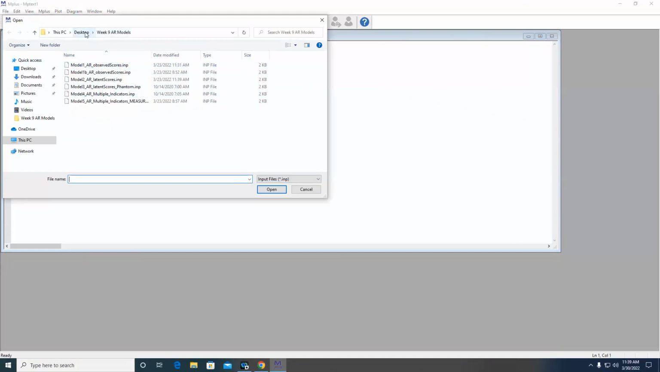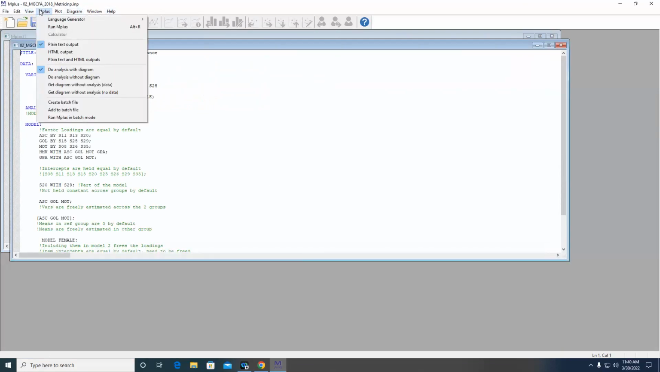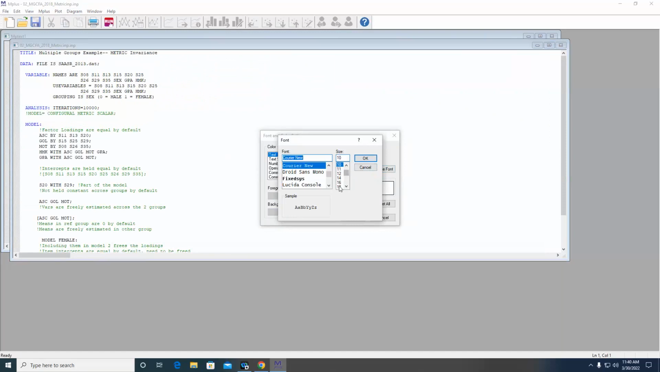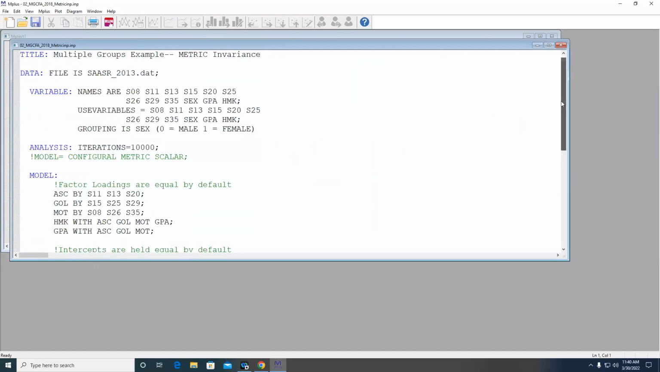Okay, hold on. So desktop, week 10. Now we're going to do the metric model. Let me make this bigger. Edit, change font, choose font. 18 is probably good. Okay, so now the metric model. So here's the metric model.